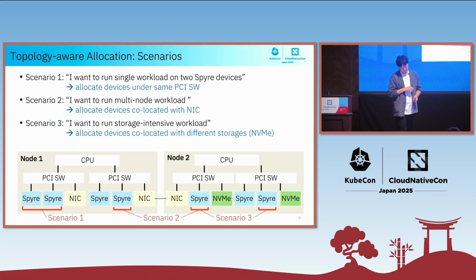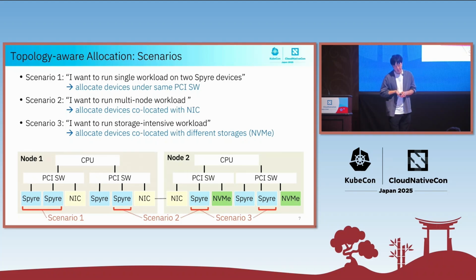Okay, so let me just give some examples of why we need to take care of topology awareness more. We defined 3 scenarios for topology awareness. Scenario one: I want to run a single workload on 2 Spire devices. But in some cases, we'd like to allocate devices under the same PCI switch for some reason, for communication, whatever. So those are kind of stuff.